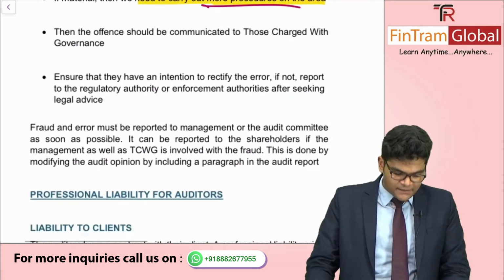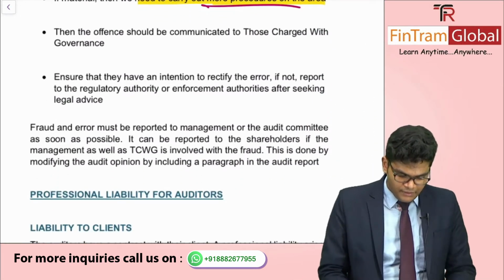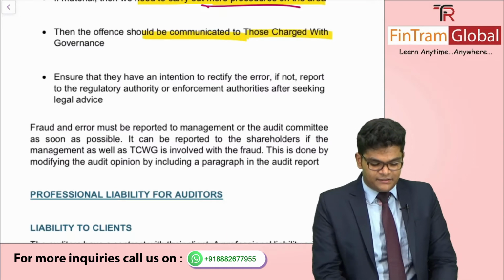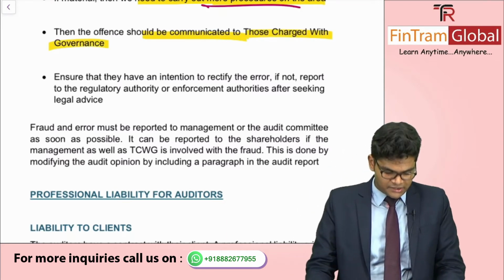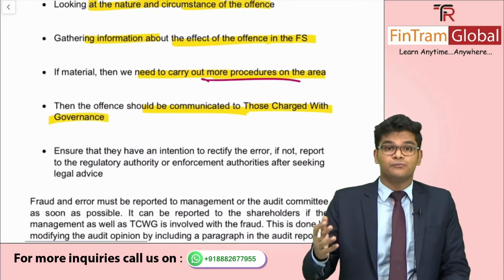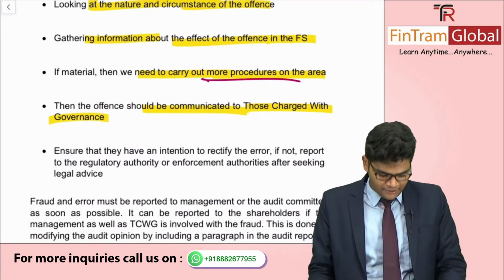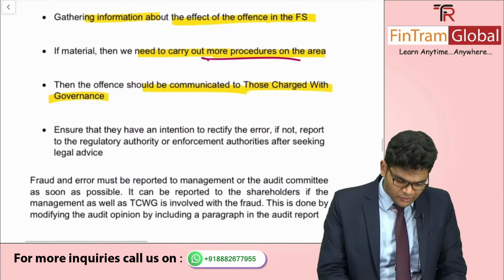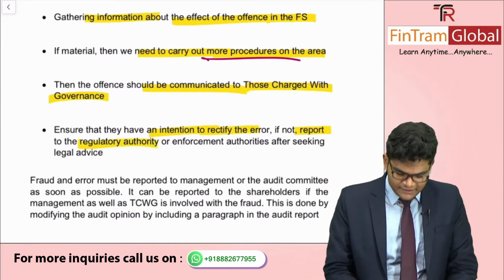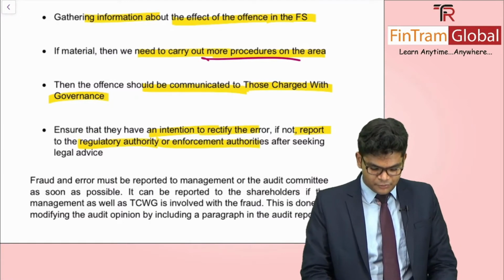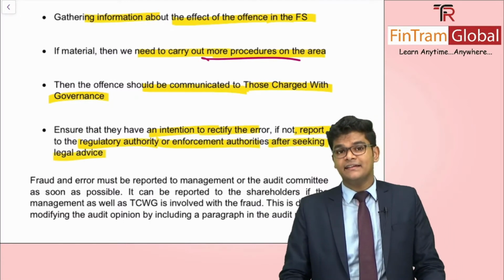And the next aspect is this. The offense should be communicated to those charged with governance, as simple as that. Okay, folks, so that's it, if, of course, they are not involved in the fraudulent activity. And ensure that they have an intention to rectify the error. If not, report to the regulatory or enforcement authorities after seeking legal advice.